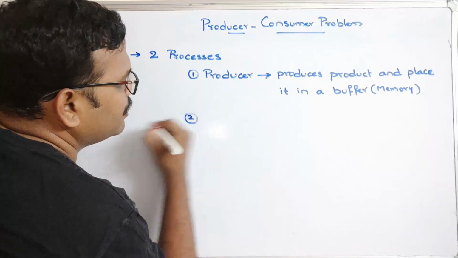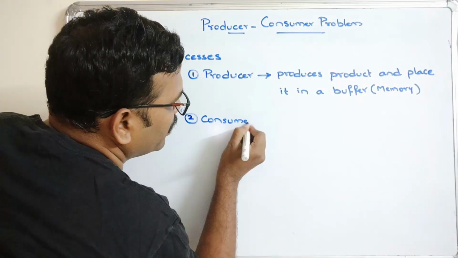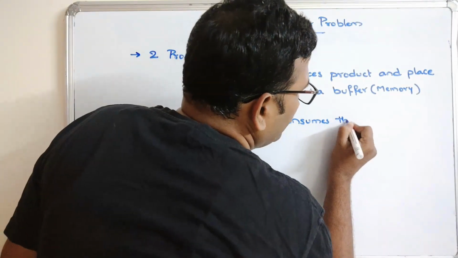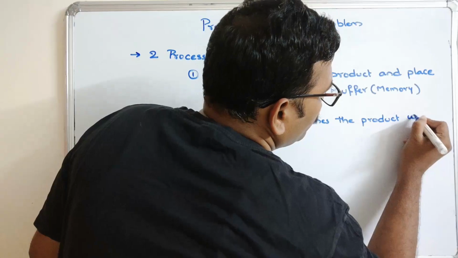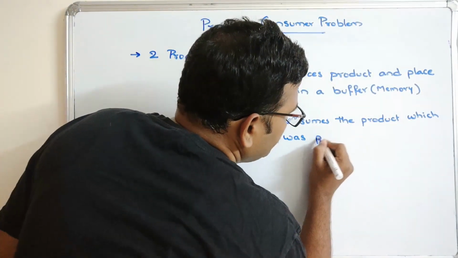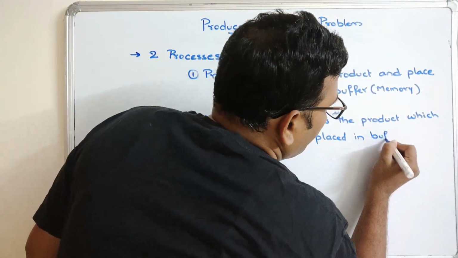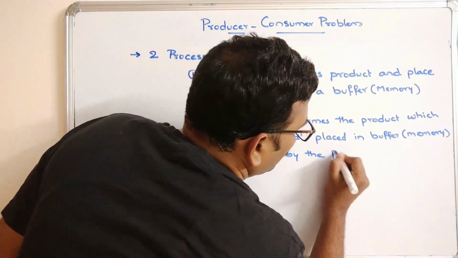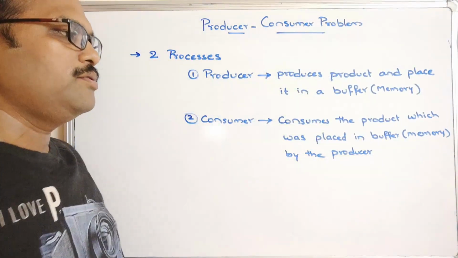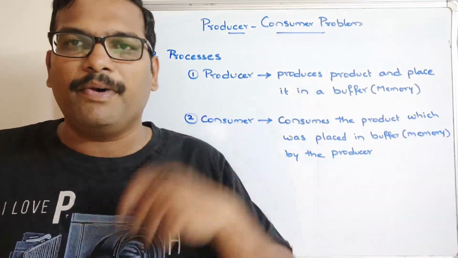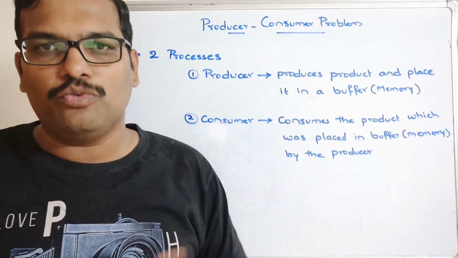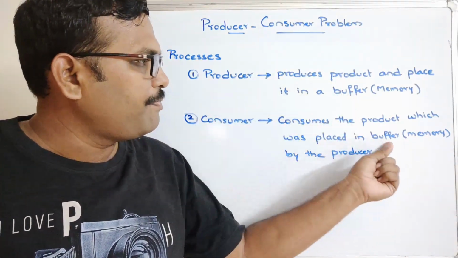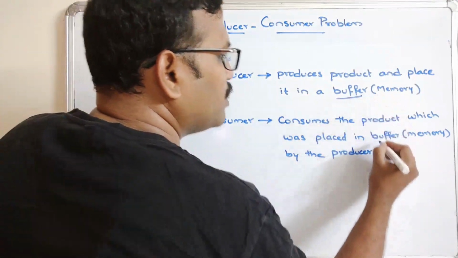And the second process is a consumer. The name itself indicates that the consumer consumes the product which was placed in a buffer, the memory, by the producer. So the consumer's work is to consume the products from the buffer. It takes the product from the buffer and consumes it. So here both the processes are working with the buffer. This is a shared memory.